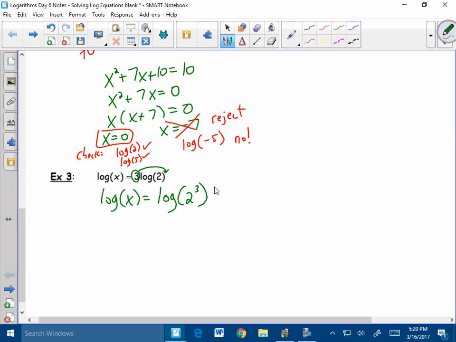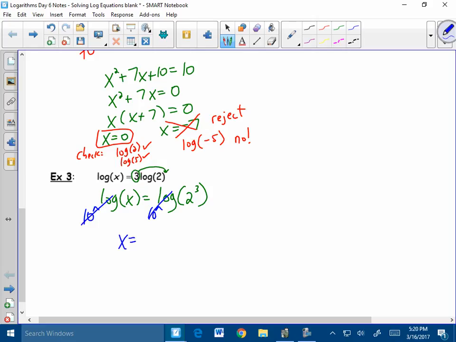Whether you put it on the inside of the parentheses or on the outside of the parentheses, it doesn't really matter. It's going to end up being the same thing. But that was really all I had to do. I've got one single log on both sides. Now I can get rid of the logs by exponentiating. I'm going to use base 10 again. A log with no base is base 10. So that crosses out, and that crosses out.